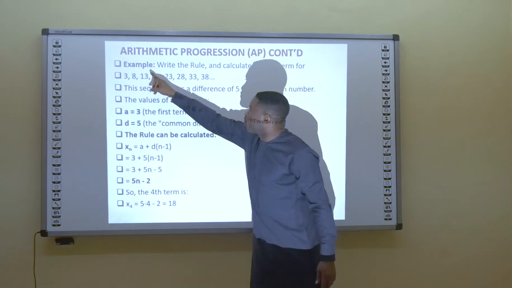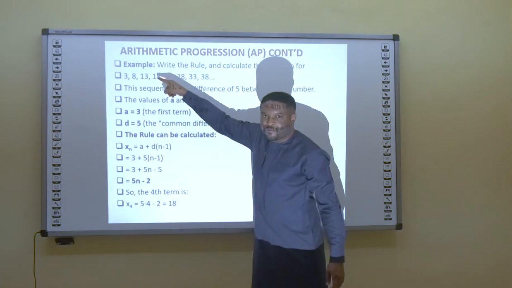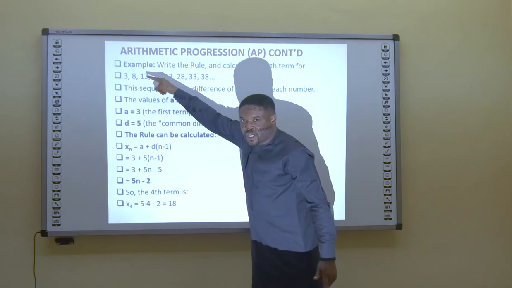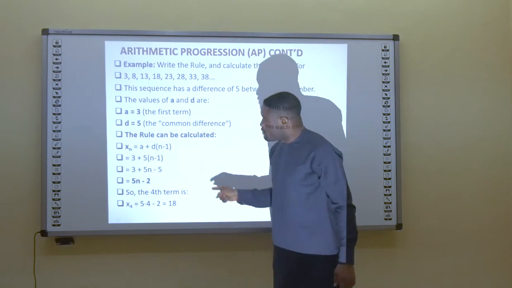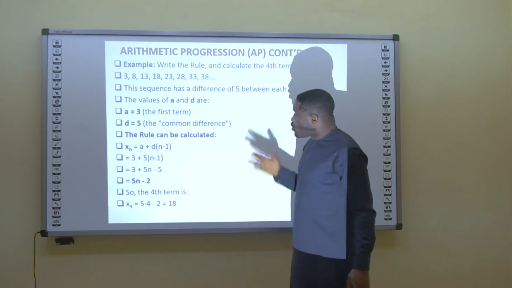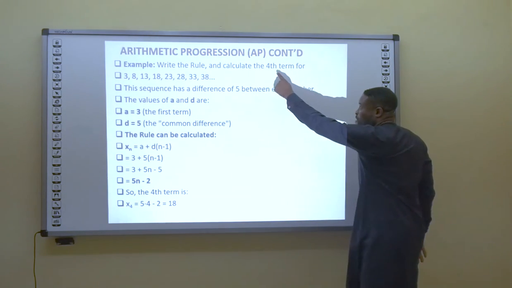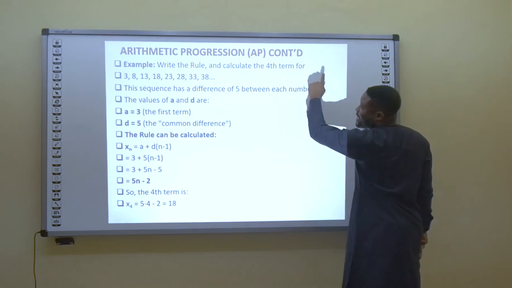So you see that when we count term 1, term 2, term 3, and term 4, we have been able to prove that 18 is actually our fourth term by using this formula to calculate. So if we also want to use a different term, let's say for instance the question was asking for the sixth term.